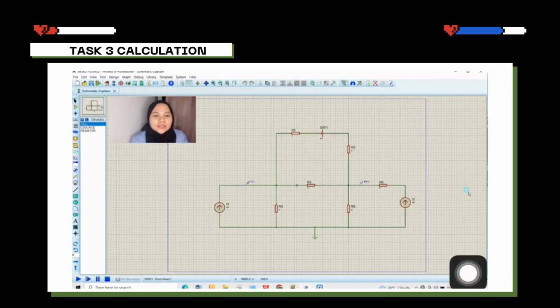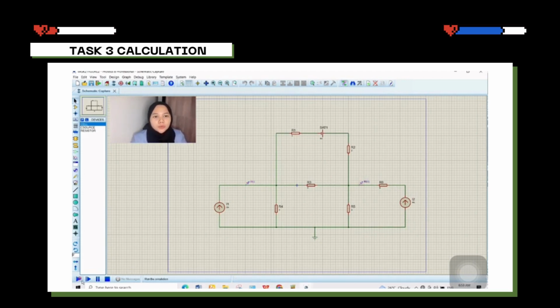Okay, so this is the circuit for task 2, which is in figure 1. The values are R1 is 1, R2 is 2, R3 is 4, R4 is 2, R5 is 3, and the last one, R6, is 5. Next, for the current sources, the value for I1 is 2 ampere and the value for I2 is 4 ampere. The task given is to find the values of V1 and V2.